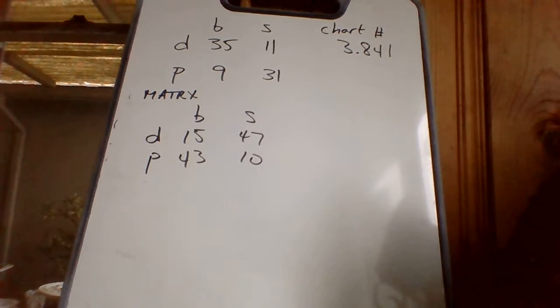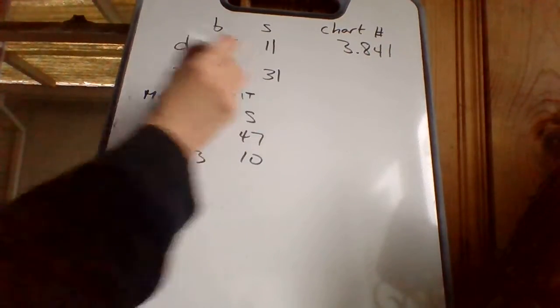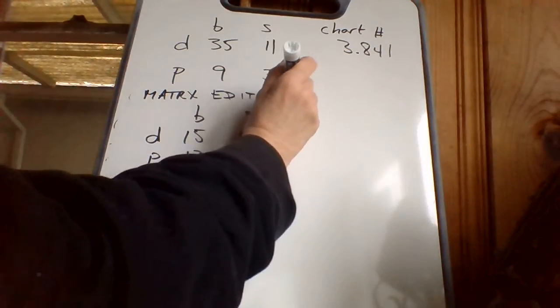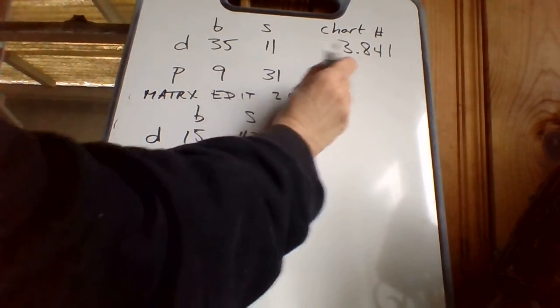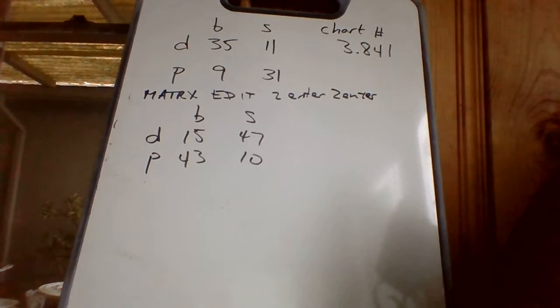So I go into matrix, over to edit, and I'm going to put it in matrix A. So I hit enter, and then I hit 2 enter, 2 enter, and that just makes a 2 by 2 box. If you've done a few of these, it probably still is a 2 by 2 box, but 2 enter, 2 enter. Then I start thinking about my numbers. 35, enter. 11, enter. 9, enter. 31, enter.